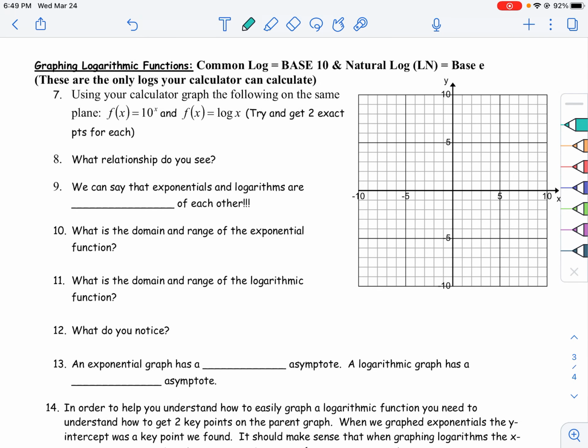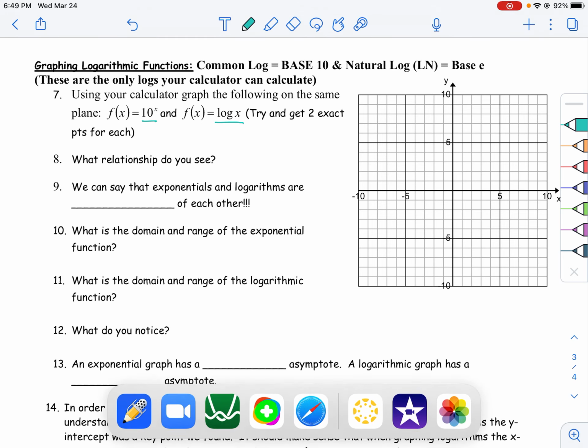All right, so 6.5 day 2, we're looking at graphing logarithmic functions. Remember, the common log is base 10 and natural log is base e. These are the only logs your calculator can calculate. Using your calculator, graph the following on the same plane. So this is telling us to graph 10 to the x and log of x. It's just trying to get 2 exact points for each.